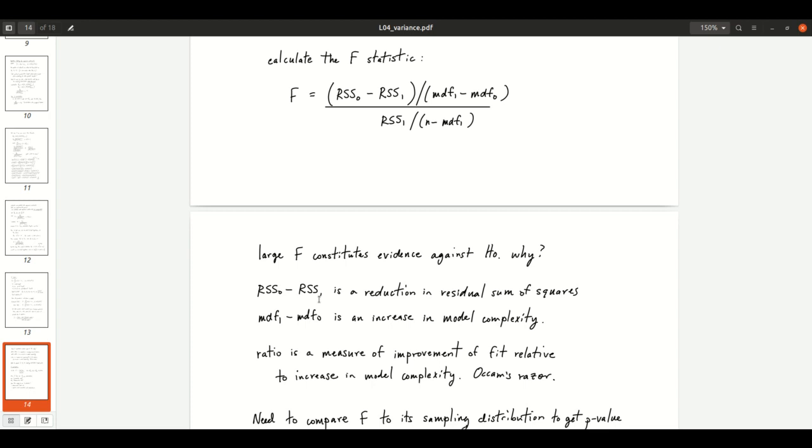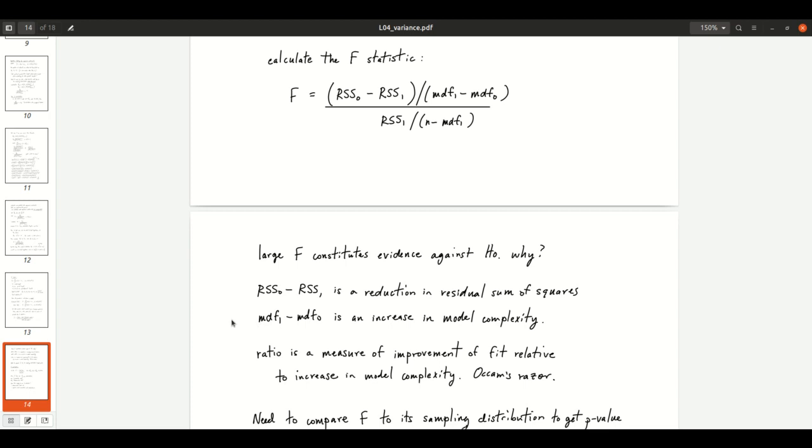Okay, so the residual sum of squares in the null model is RSS0, and when we add the grandparent covariates to the model, the residual sum of squares has to go down, and this measures how much it goes down. Okay, so that's the first quantity. We divide that quantity by MDF1 minus MDF0. So what does this measure?